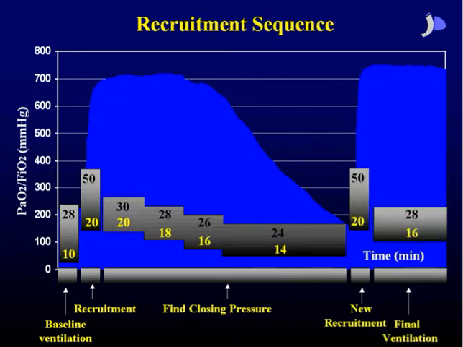with a pressure combination of 28 of inspiratory pressure and 16 of PEEP, a lower pressure gradient than at the beginning, and with this PEEP level, we were able to maintain oxygenation at the same high level as achieved after the recruitment maneuver. So this is how we have been doing this, and how to perform a recruitment maneuver.